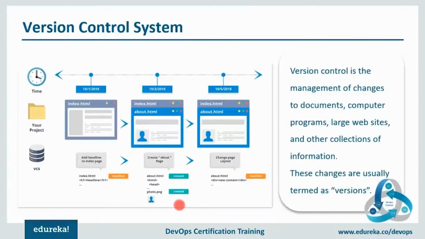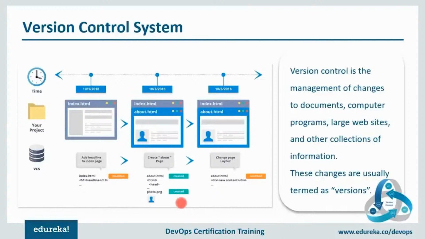So again, with the version control system, we will detect that some kind of change has happened and that will say that about.html has been modified. And you can consider all these three snapshots as different versions. So when I only have my index.html and I do not have any other web page, this can be considered as my first snapshot. And then when my about.html has been created and some photos have been added, this can be considered as my second snapshot.